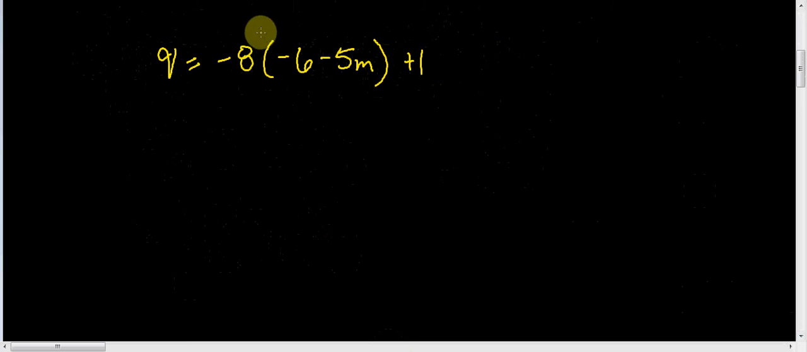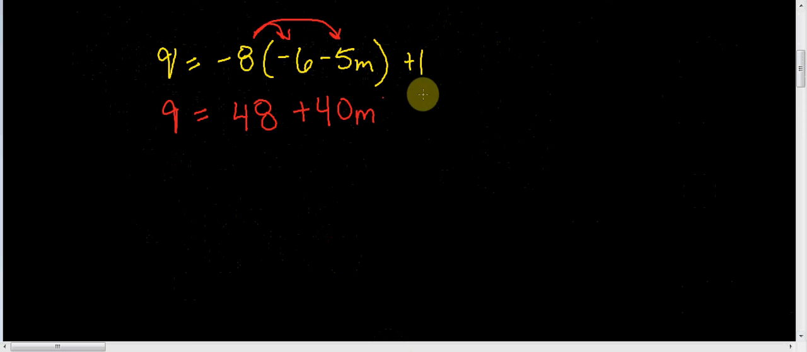Okay. Alright, so I want to distribute since I have parentheses. And I'm left with 9 and my equal sign. Negative 8 times negative 6 is 48. And negative 8 times negative 5m is positive 40m. And then I have this plus 1 hanging out, so put that right there.